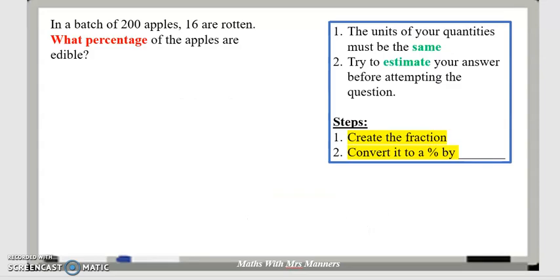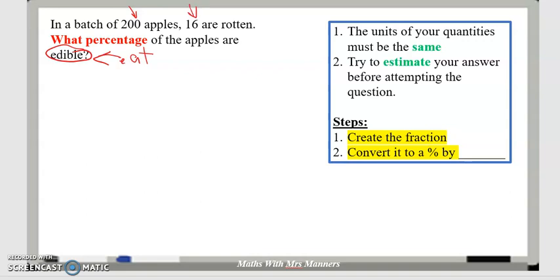In a batch of 200 apples, 16 are rotten. What percentage? So you're going to see as a percentage or what percentage, that sort of phrase that's been highlighted in red. So we want to know what percentage of the apples are edible, meaning what percentage of the apples can I eat? Not the ones I can't eat, the rotten ones. So a couple of things to note. The units of your quantities must be the same. That's not really a problem in this question because I have apples over here and I have apples over here, 16 apples and 200 apples. So that's not a problem.